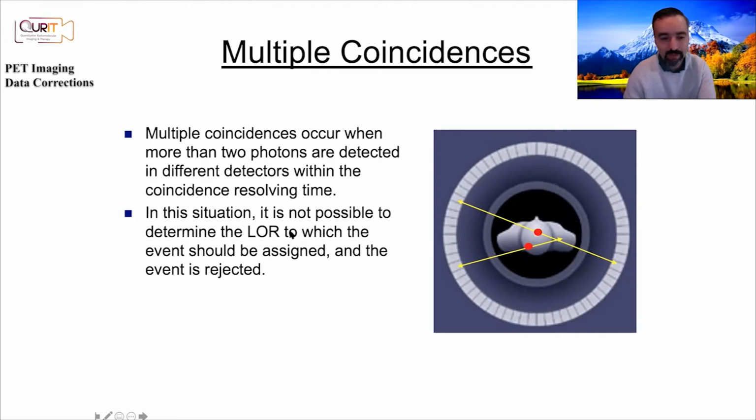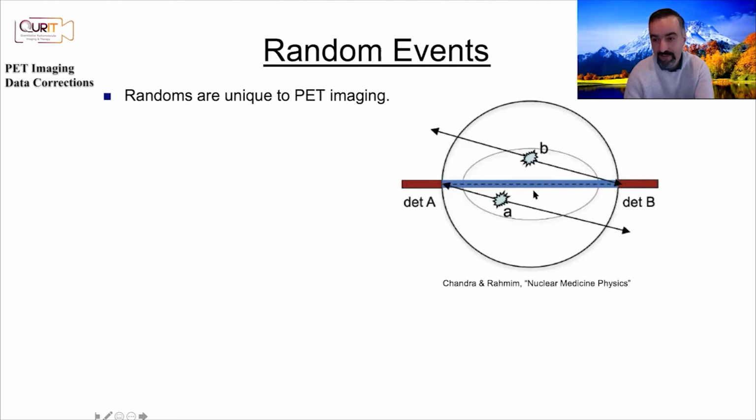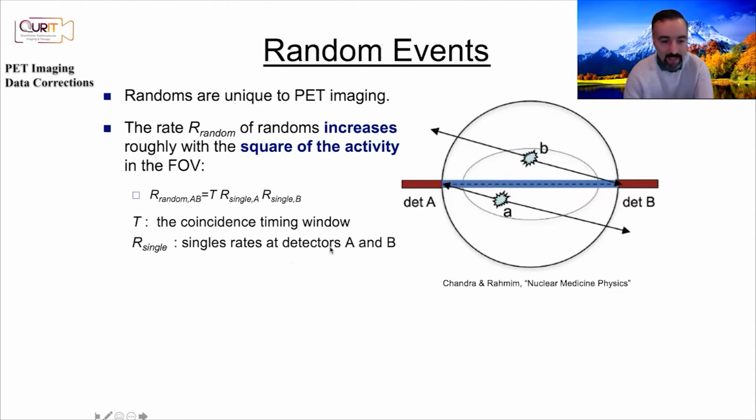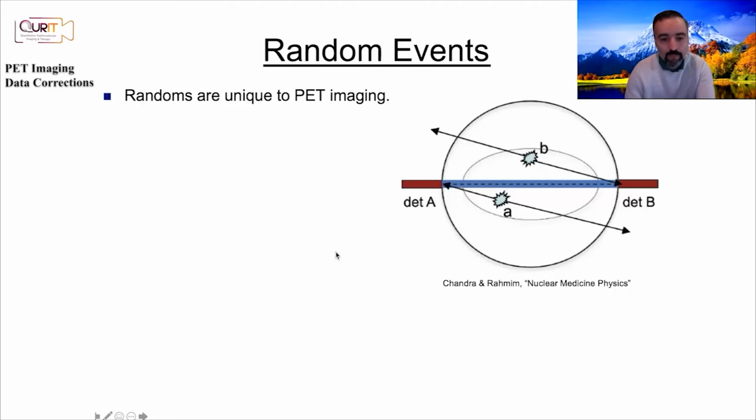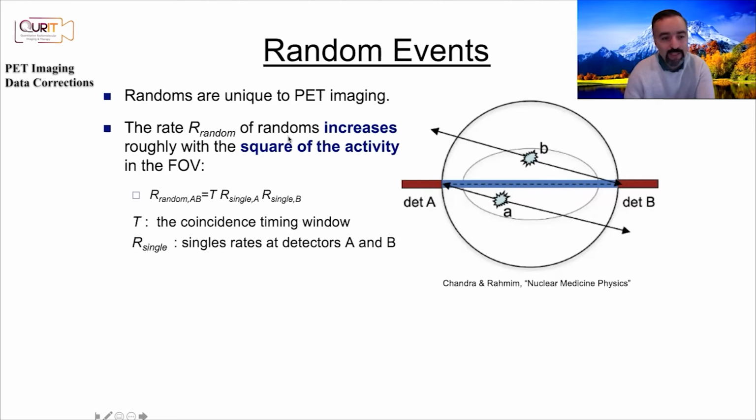This one's actually not so bad, right? Because if you're getting all these events at the same time, first of all, you cannot really assign an event to that, and you just reject that event. You just reject that event because you got 3 or 4 of them. But if you've got something like this, you don't know that. You don't know that these 2 are from different places. So you're going to count this. This is going to be a random event, a random coincidence. So randoms are unique to PET imaging, as I mentioned to you.